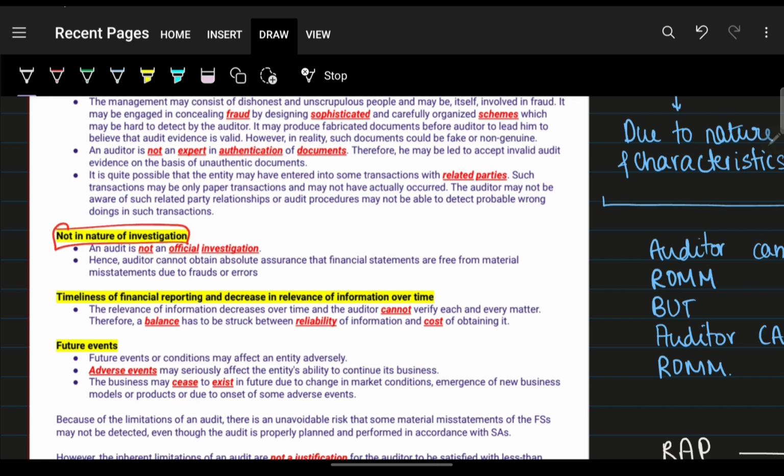It is not in the nature of an investigation. Audit is not an investigation, right? It is not an investigation. Hence, the auditor cannot obtain absolute assurance that financial statements are free from material misstatement.